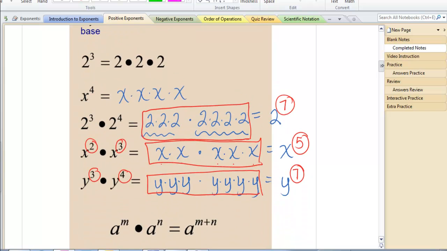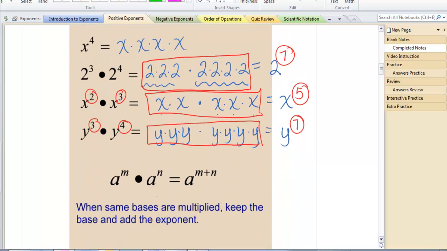The rule is written this way: a to the m times a to the n equals a to the m plus n. In other words, when you have the same bases, they have to both be the same. In this rule we have a and a. In our examples above, I had y and y, x and x, and 2 and 2. They have to be the same bases. So when the same bases are multiplied, we keep that base and we add the exponents. And that will tell us how many of those bases we have multiplied.